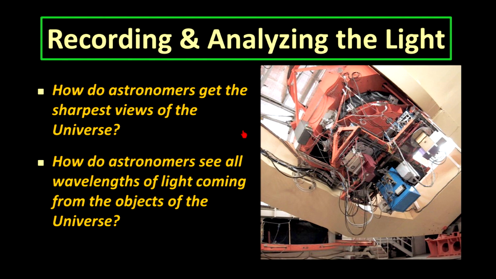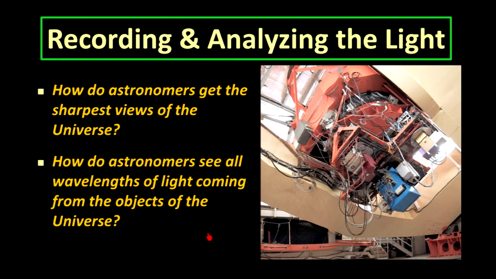So just looking at an object through a telescope and having very expensive equipment that allows you to do some sophisticated things, of course, is important. But if what you are looking at is not the sharpest view, if it's a little bit blurry or if it's distorted by the atmosphere, then of course you can't learn as many things about the object. So we're going to talk about how we get the sharpest views of the universe.